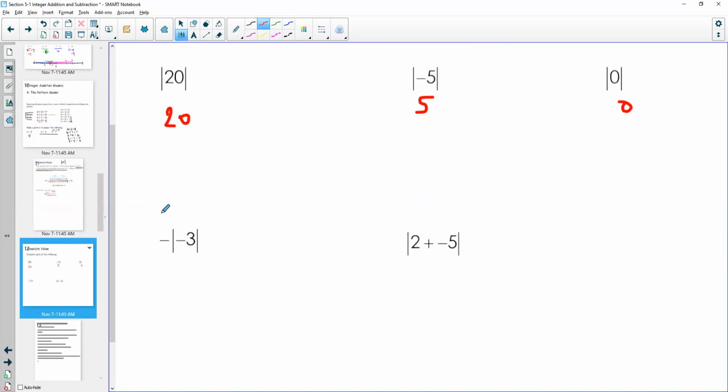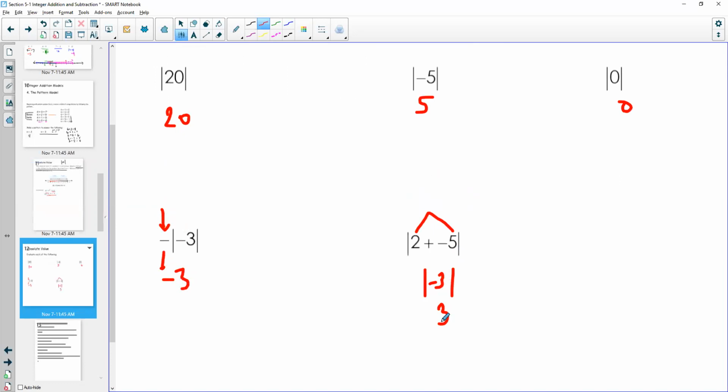Be careful here. This negative is on the outside. So the absolute value of negative 3 comes first. We treat it like parentheses. That's a 3. And then this negative sticks. So negative 3. Again, we treat it like parentheses. You do the operation on the inside. So the absolute value of 2 plus 5 is the absolute value of negative 3. The absolute value of negative 3 is 3.